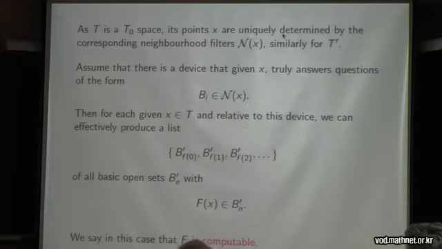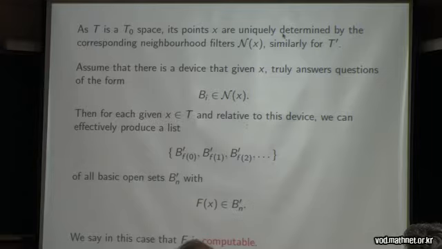Now, I said T is a T0 space, so that means in particular that the points X are uniquely determined by the corresponding neighborhood filter, n of X. So that means a point is uniquely determined by all basic open sets that contain that point. Now assume that we have a device such that if we are given a point X, then that device truthfully answers questions of the form Bi is in the filter or not. In other words, Bi contains X or it does not contain X.